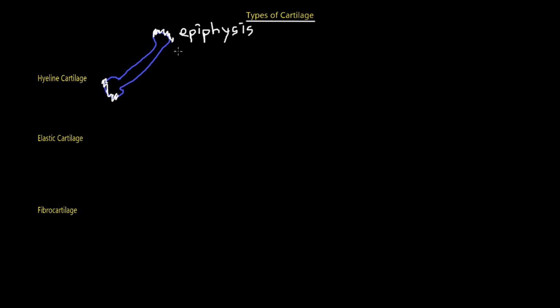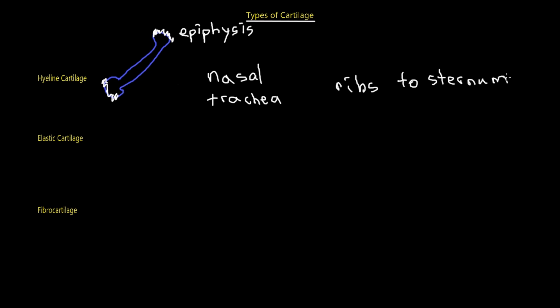Epiphyses, and that is where hyaline cartilage is typically located. Now, some examples of hyaline cartilage would be the nasal cartilage and the trachea. A lot of the trachea has hyaline cartilage. The connection of ribs to the sternum, they all contain hyaline cartilage in order to facilitate those connections.